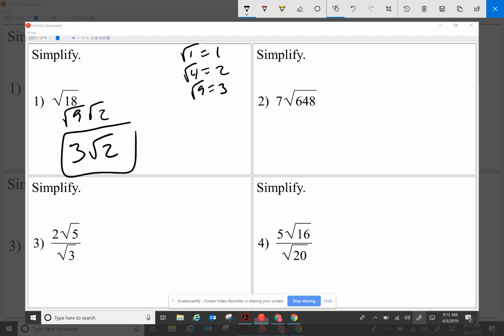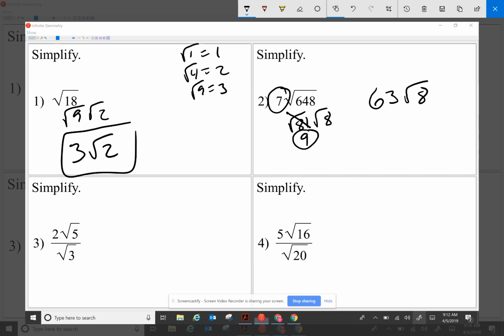Now, let's take a look at question number 2. My radical 648, I can think of this as square root of 81 times square root of 8. Now, square root of 81, that is a perfect square. That is 9. So on the outside, I have a whole number. I'm going to multiply my whole number. So 9 times 7, that gives me 63 radical 8.